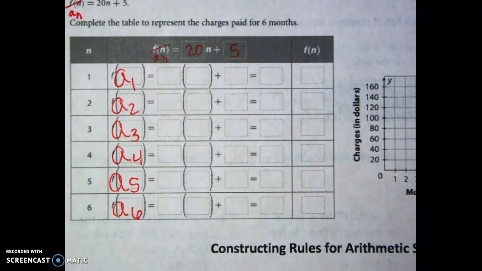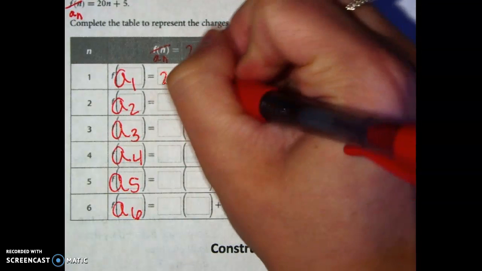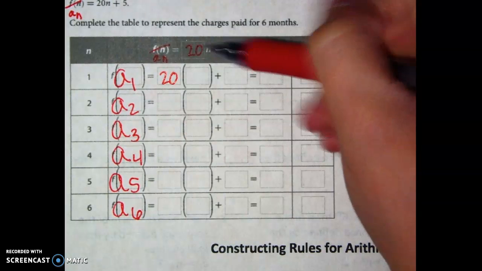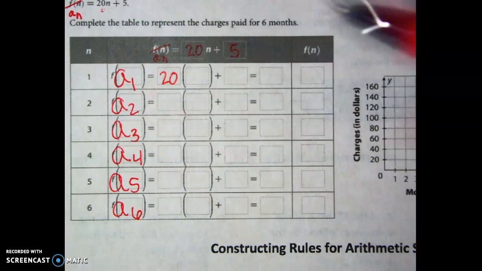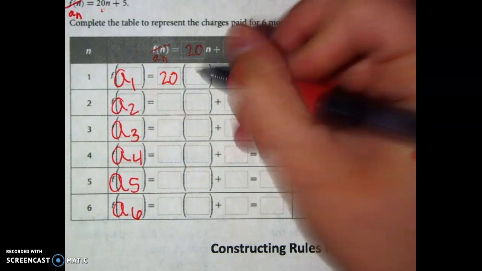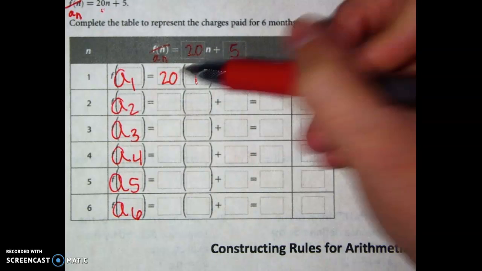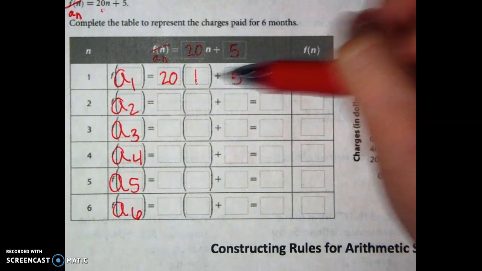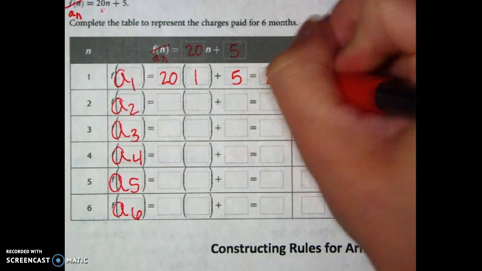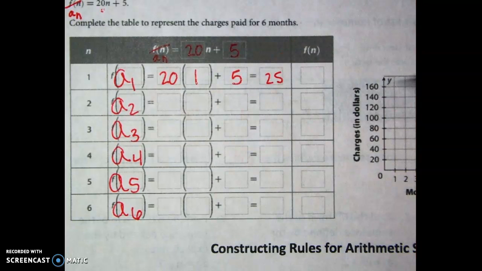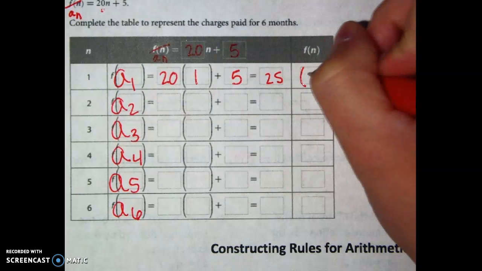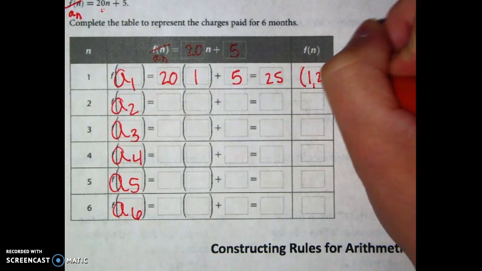Okay, so now let's finish out this table. So it'll be 20, and we're getting that from the function up here. This is 20 right here, times the term, so this is the first term, plus 5. So 20 times 1 is 20, plus 5 is 25. And over here it wants you to write the point, so it would be 1, 25.